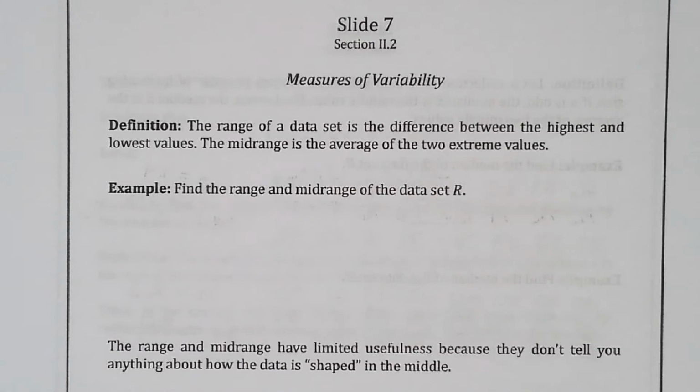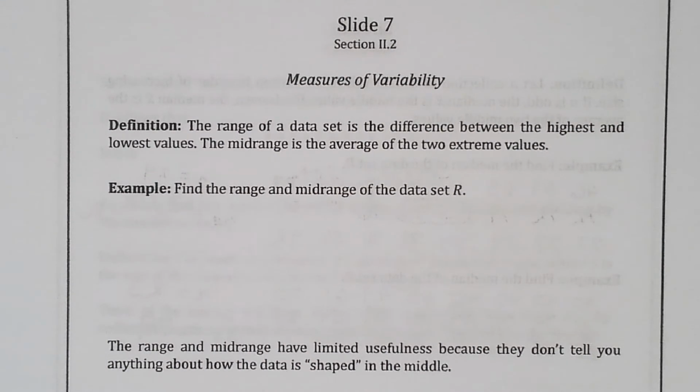This is the third mini lecture for section 13.2 of the textbook. Now we're going to talk about measures of variability. How do we measure how spread out a data set is? How do we describe the shape of the data in the middle? How can we quantitatively talk about data set S being really compact, but data set T being really scattered?